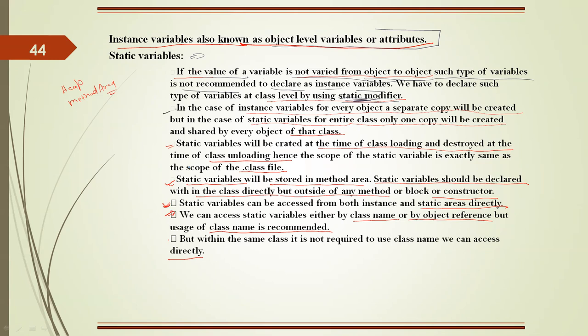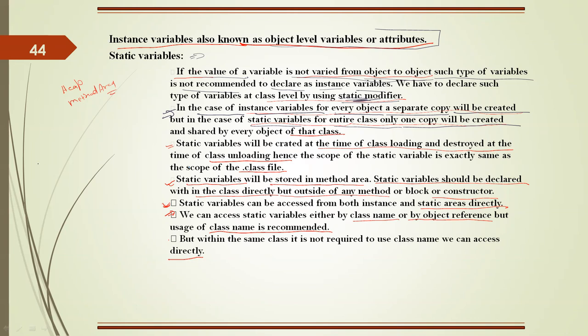Now the second point. For an instance variable, for every object a separate copy will be created. But in the case of a static variable, for the entire class only one copy will be created and shared by every object. However many objects you create, the same copy will be shared. If the copy has the value 10, then that value can be shared with other objects. But for the instance variable, it's a different scenario: every object gets one separate copy.